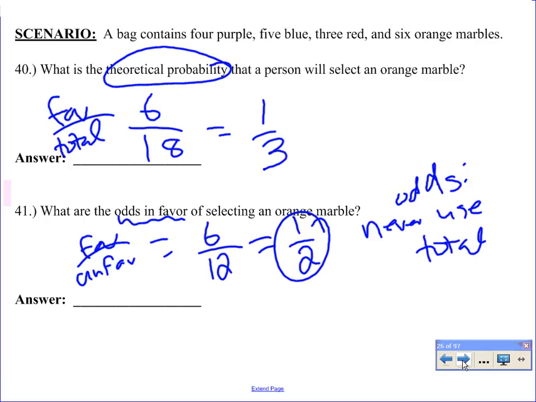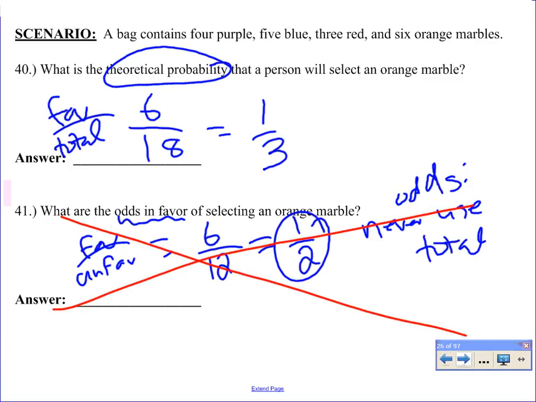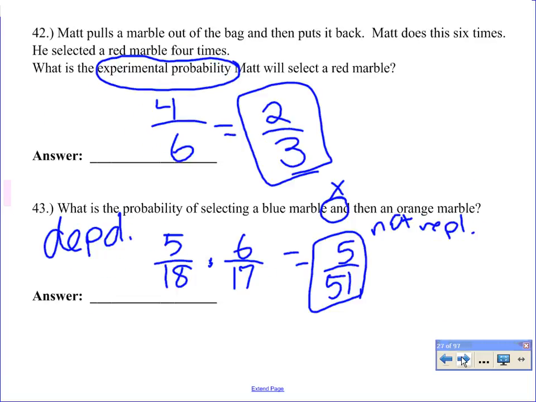It's either overlapping or mutually exclusive. Overlapping has something in common. Mutually exclusive has nothing in common. Okay? All right, so number 40 should be 1/3. 41 you did not have to do. If you have questions as we're going, let me know. 42 should be 2/3. 43 is a dependent event. It should be 5/51.